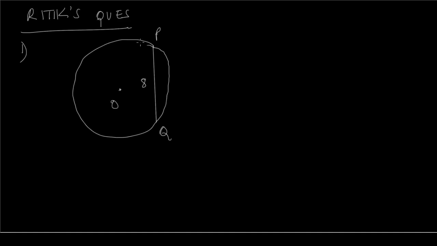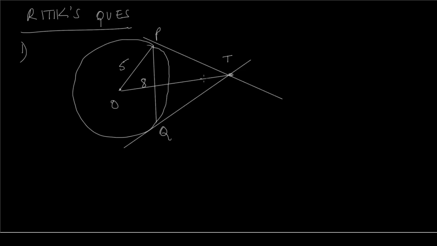And suppose the center of the circle is O, then the radius of the circle is 5 centimeters. Now they are drawing tangents through P and Q, and they intersect at a point T. We need to find the length of PT. Very, very simple. To find the length of PT, first of all, you will have to find the length of OT.